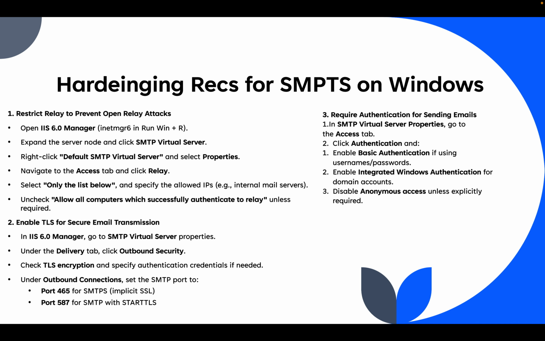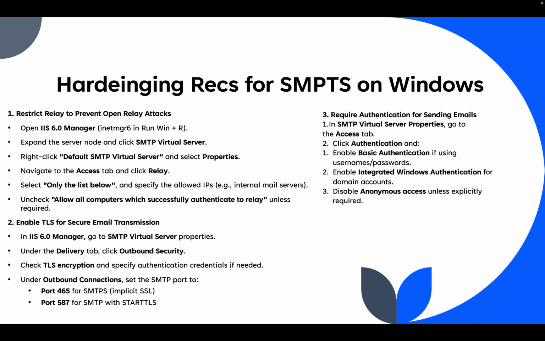So then for hardening recommendations on Windows, you're going to want to restrict relay to prevent open relay attacks. To do this, we'd open the IIS manager, expand the server node and click SMTP virtual server, right click on the server, click properties, navigate to the access tab and click relay, and select only listed below, and click what you want allowed, and uncheck allow all computers which successfully authenticate to relay unless required.